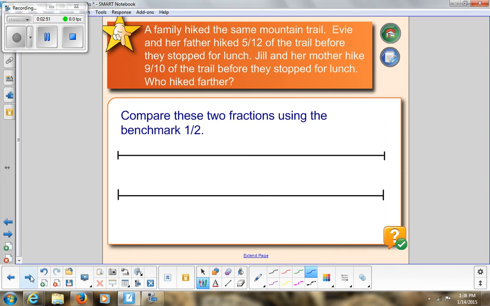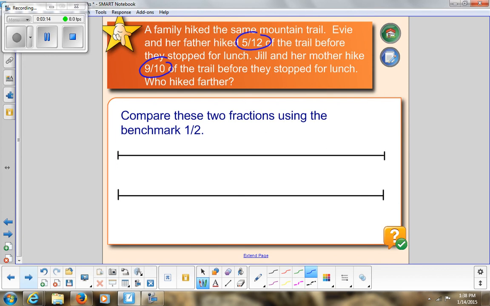All right, another way of doing that is to use number lines. So here's our problem. A family hiked the same mountain trail. Evie and her father hiked 5/12 of the trail before they stopped for lunch. Jill and her mother hiked 9/10 of the trail before they stopped for lunch. Who hiked farther?